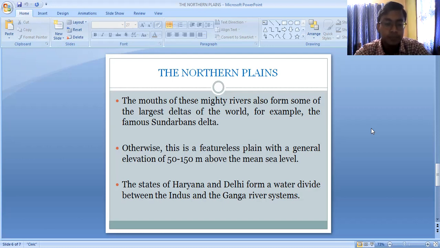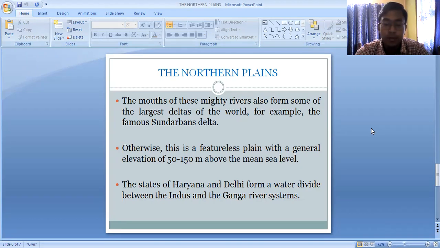The states of Haryana and Delhi form a water divide between the Indus and the Ganga river system. So basically the state of Haryana and Delhi, which is a part of this northern plains, form the water divide between the river Indus and the river Ganga.